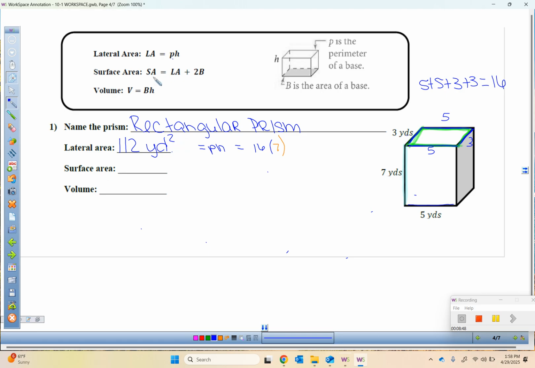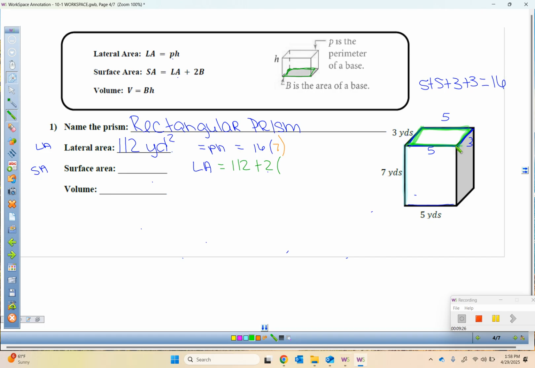Now, surface area, here's my formula up here for surface area. It is my LA, which is this. So remember, lateral area is here, surface area. So my LA is what? It's right here. We just figured it. 112. Very good. So 112. And my formula says to take it plus 2 times big B. Big B right here is the area of my base. So let's look at my base again. Once again, this is my base, one of my bases. We just need to find the area.